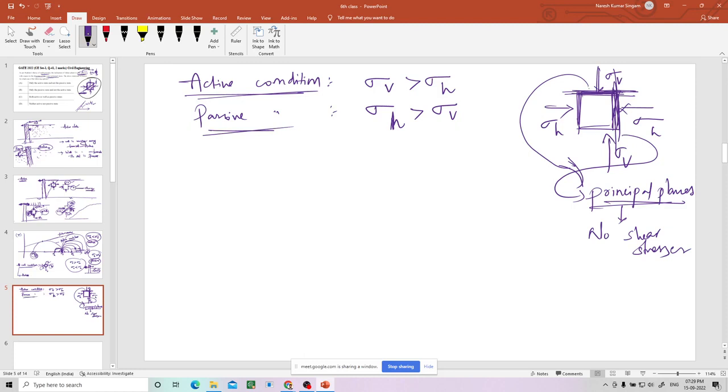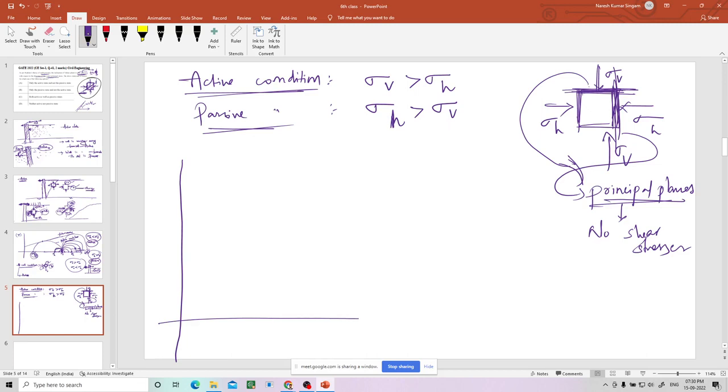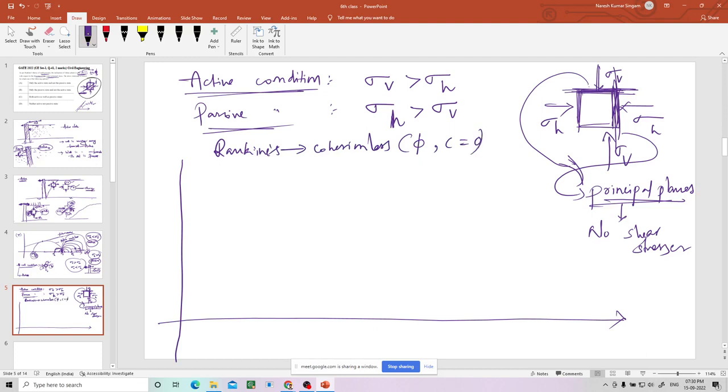Here the question is asked. Okay, we'll draw first, according to Rankine's theory. It is for cohesionless soil. That means phi will be there but cohesion will not be there. So when the cohesion is not there, the failure envelope will pass through the origin.